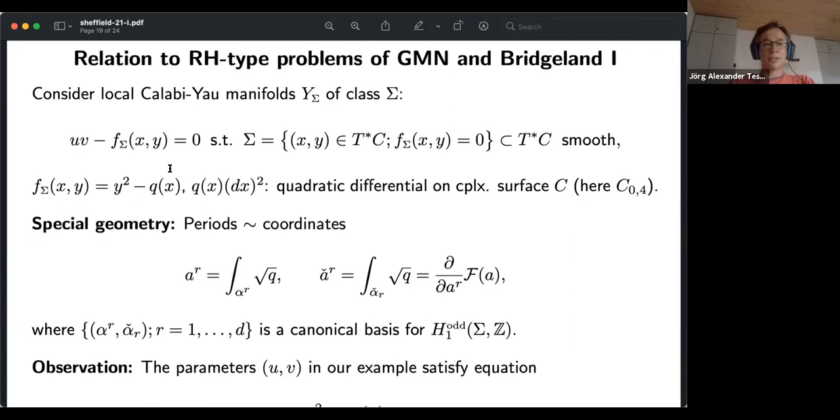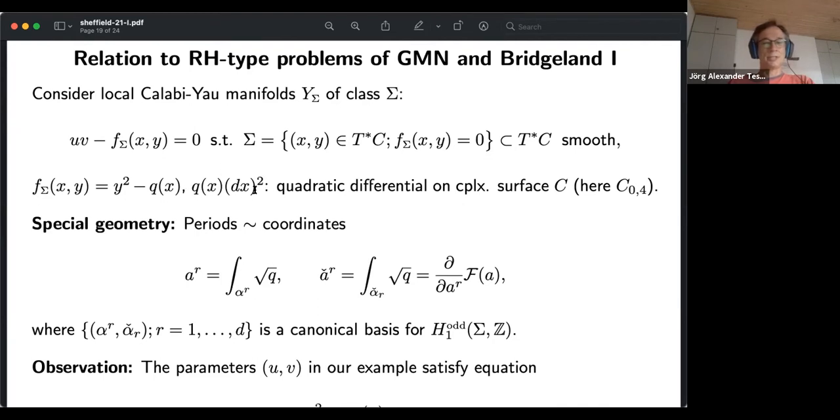So the context in which one is working, a reminder from Andy's talk, would be local Calabi-Yaus of the so-called class sigma. This is a personal suggestion for a name. It's a gauge theory related to class S, and the spectral curve is often denoted by the letter sigma, so let's call them class sigma. I'm not sure this is a great name, but we can adopt it.